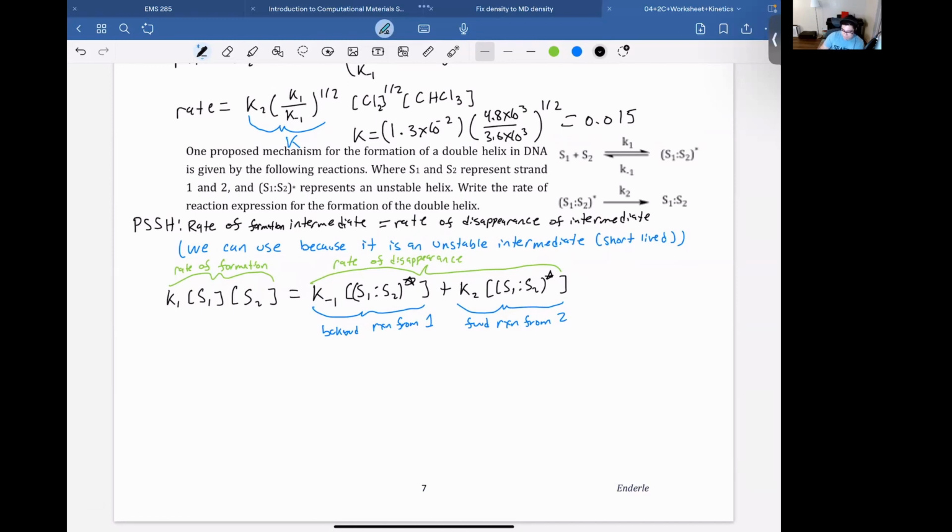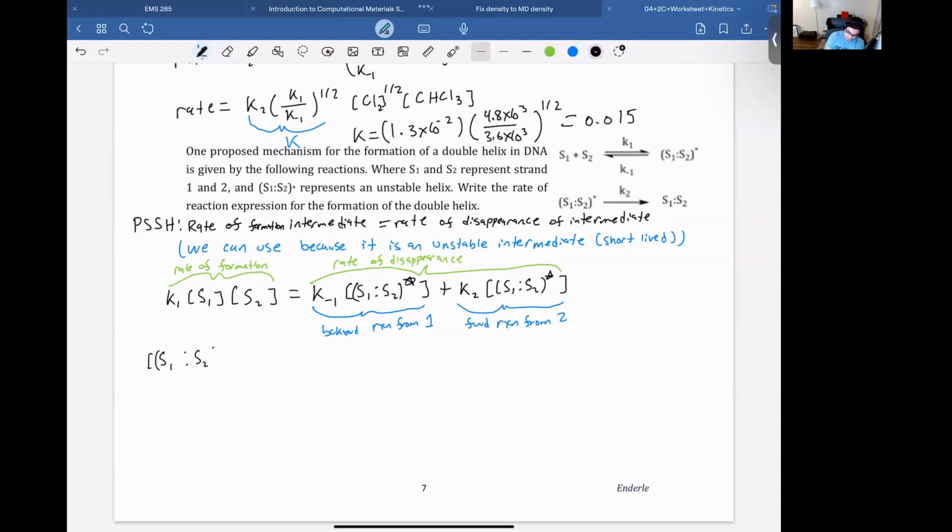And then it says write the rate of reaction expression for the formation. Okay, so we have this expression. Now we have to do a little bit of algebra here. We want to figure out what the concentration is of this intermediate. So the concentration of this intermediate, doing a little bit of algebra.